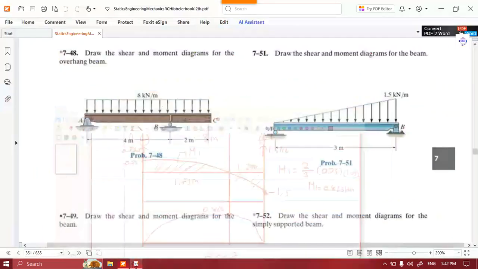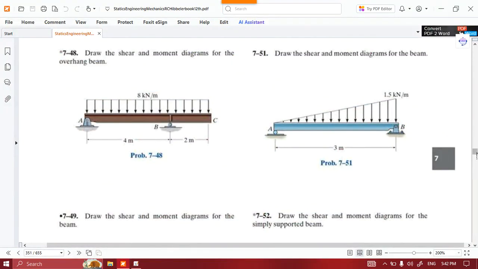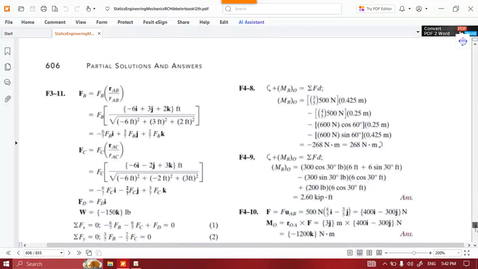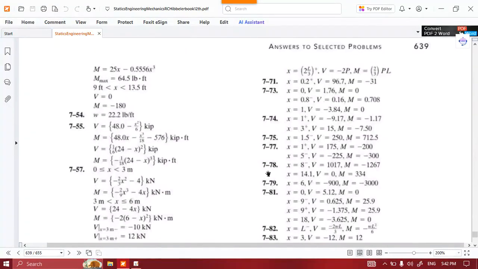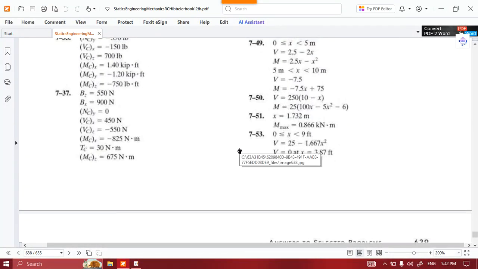And we can check our solution, problem 7-51. Hopefully you found it, by the way. Yes, as you can see, x is 1.732 meters and the moment max is 0.866 kilonewton meter, as we found.